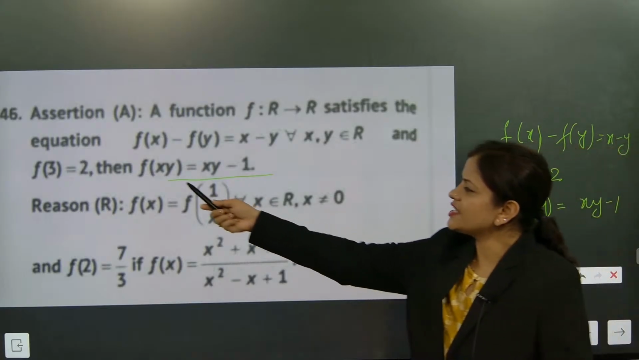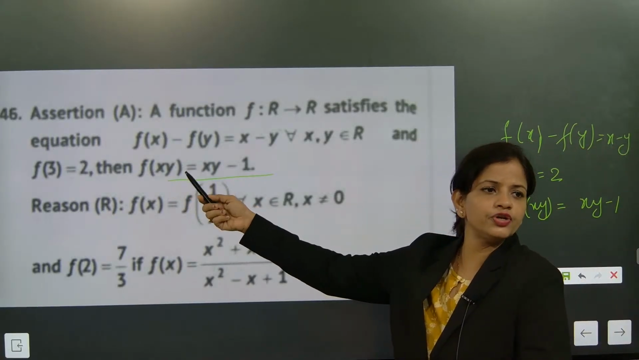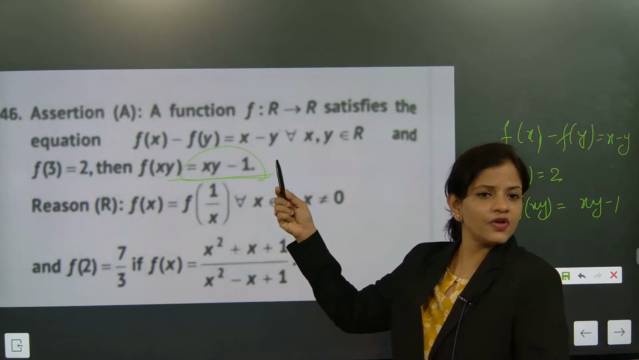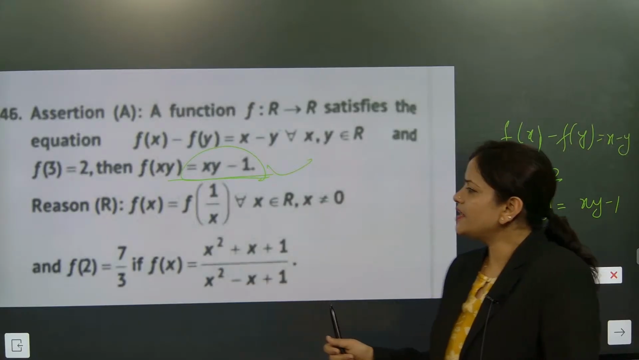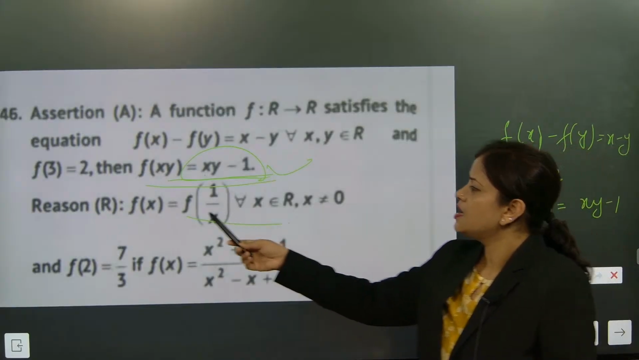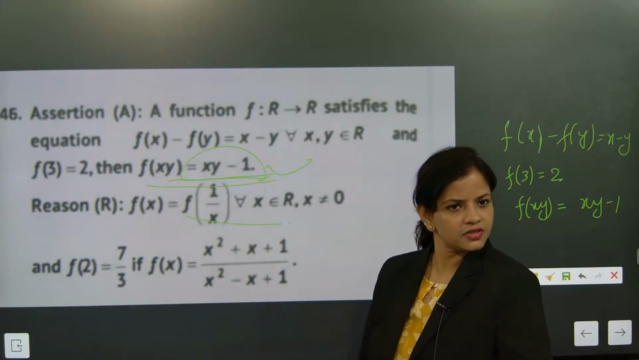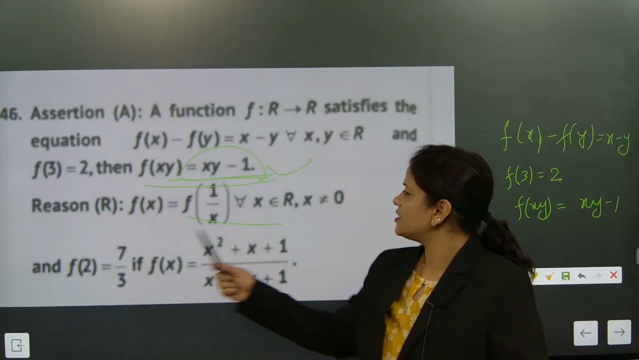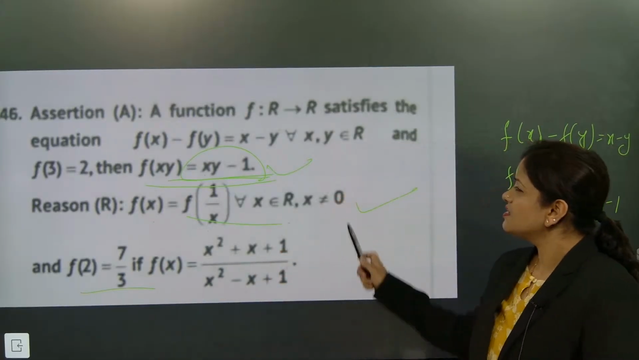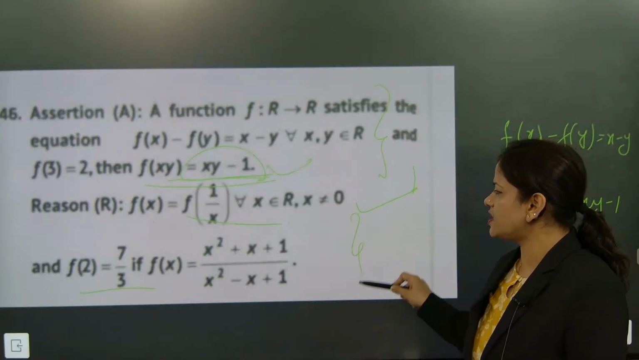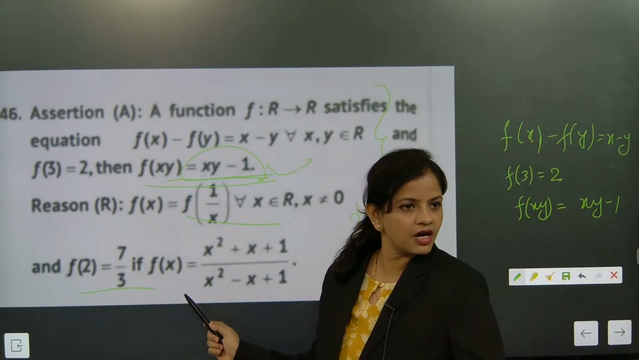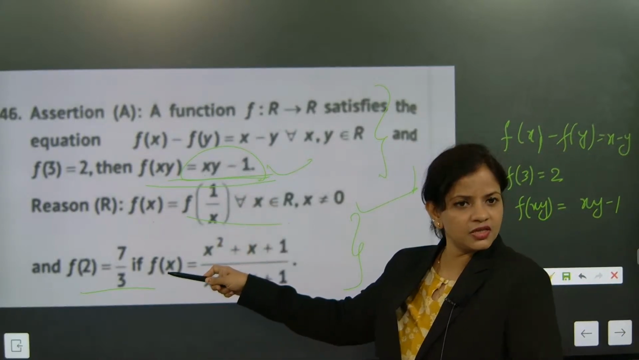So here, if x I am taking as 3 and y I am taking as 2, then xy will be equal to xy minus 1 and this part will come correct. But here what they are telling is f of x is equal to 1 by f of x, and then for all this value, only then f of 2 will become 7 by 3. This is another statement. Both statements do not logically hold good for each other, because this condition does not match with this condition.